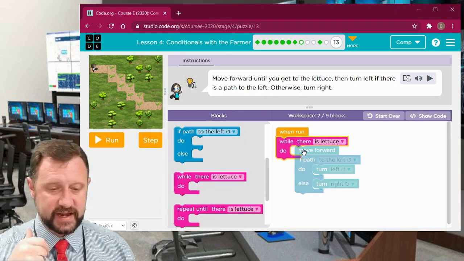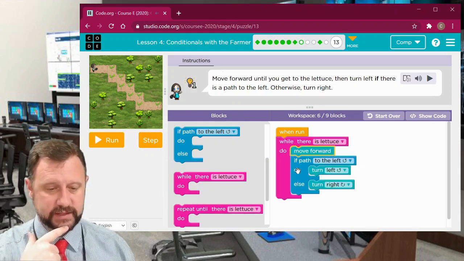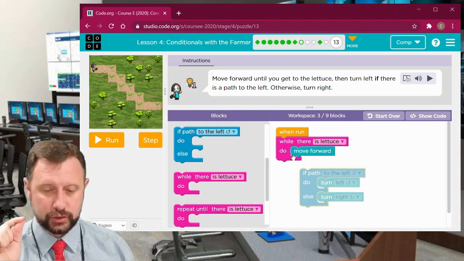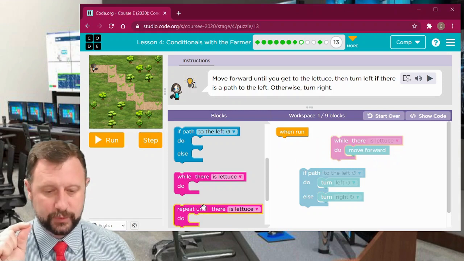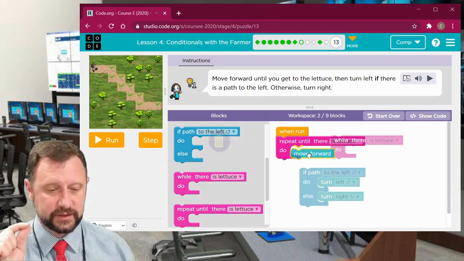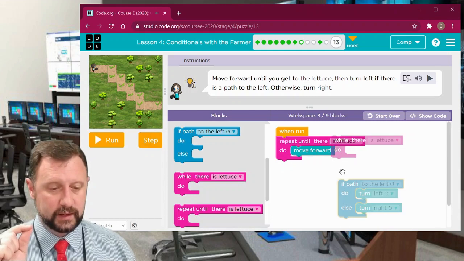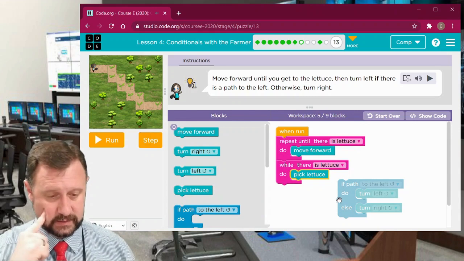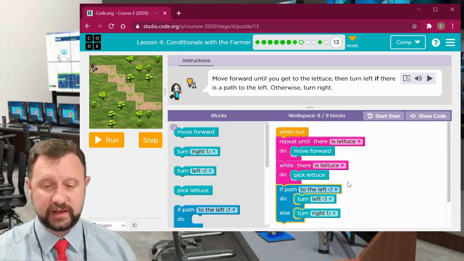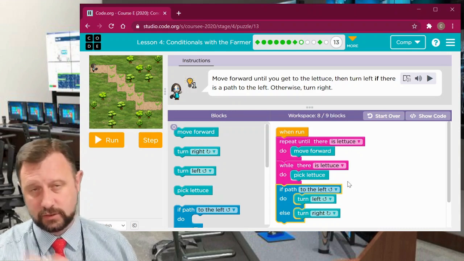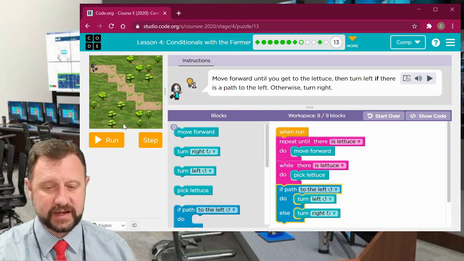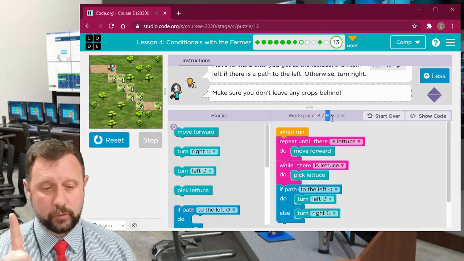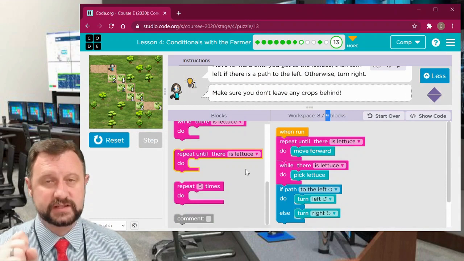Do this until there's lettuce. Go forward, like so. If there's a path to, actually, while there's lettuce, no, not while there's lettuce. Let me change that. Repeat until there's lettuce. Go forward. When you're at the lettuce, while there's lettuce there, pick it. If there's a path that you can go to the left, take it. If not, go right. And then how many times am I going to have to do that? This code gets me one of those. I have one more block that I can add. What's it going to be?